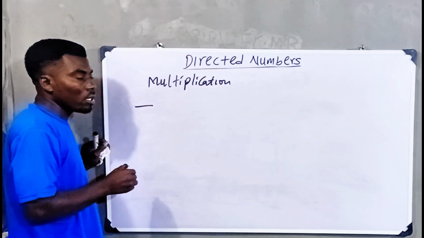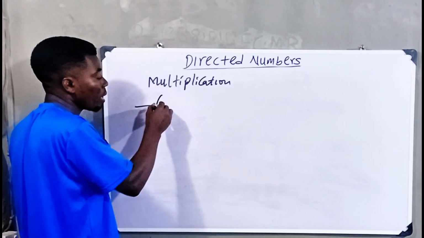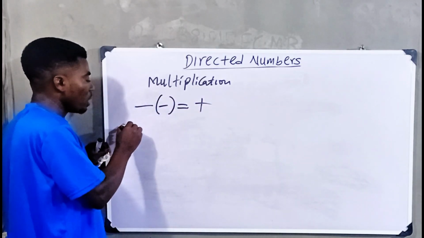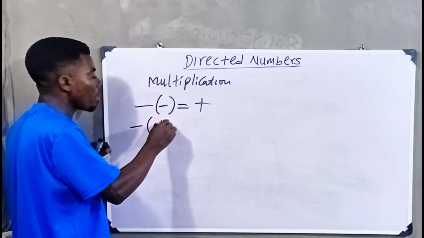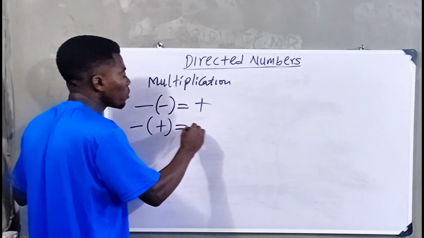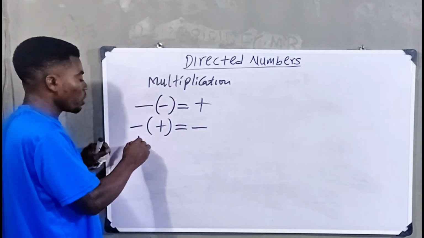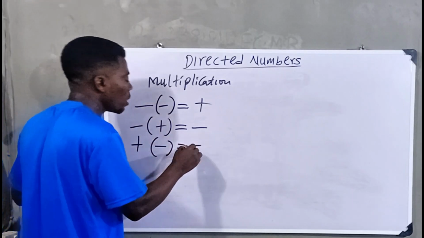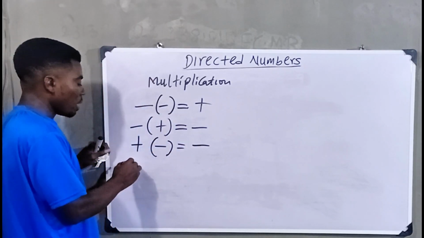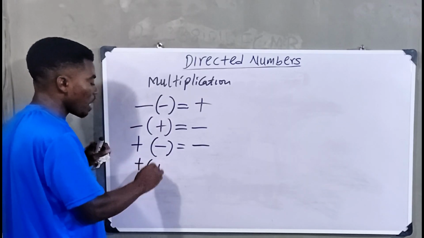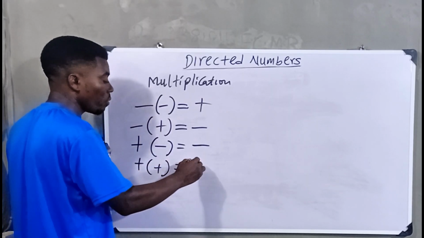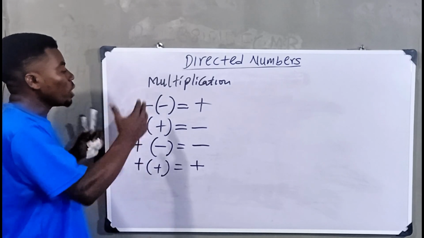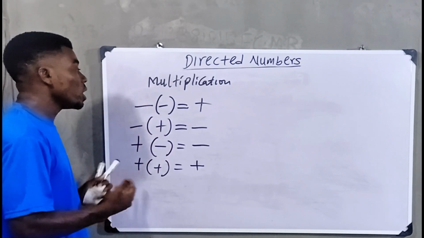So we have negative multiplied by negative, that will give us positive. Then negative multiplied by positive, that will give us negative. Positive multiplied by negative will still give us negative. And then positive multiplied by positive, that will give us what? Positive. Okay, so this same thing applies for division.